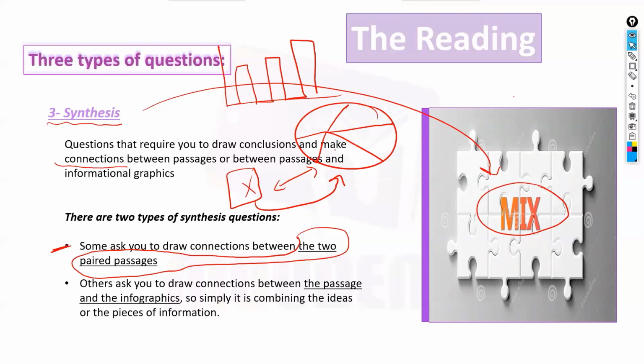So let's revise. The first type of question asks you about information and ideas in the passage, so it is related 100% to the passage and the information inside it. The second type asks you about the author, his tone, his attitude, his usage of words. Is he with or against? Is he saying good things about the topic, or bad things? Is he supporting it or not?